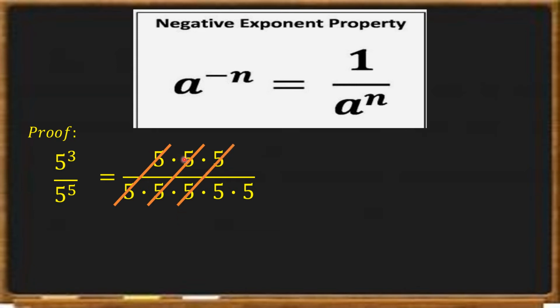So, this is 1 times 1 times 1. So, this is 1 over 5 times 5, because this is 5 times 5 times 1 times 1 times 1. Okay, so it's still 5 times 5. Okay, so 1 over 5 times 5 is simply 1 over 5 squared. Okay, because you have here 2 5s na imumultiply sa sarili. Kaya yun ay 5 squared.